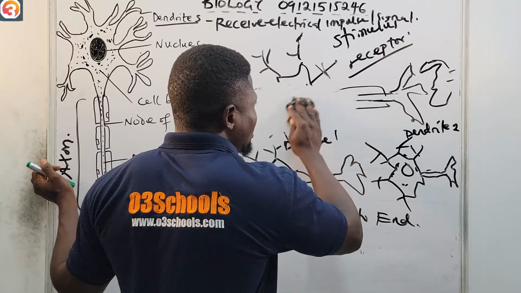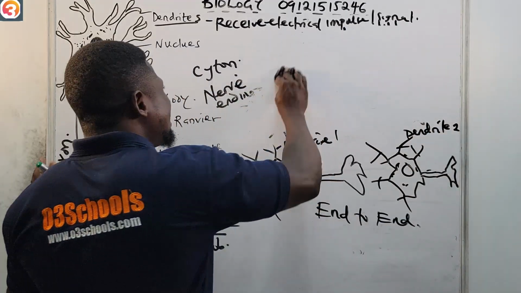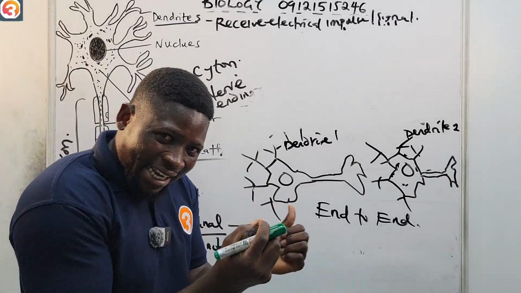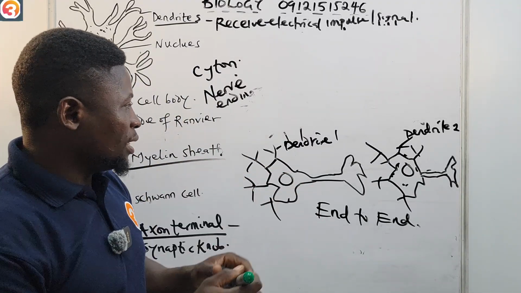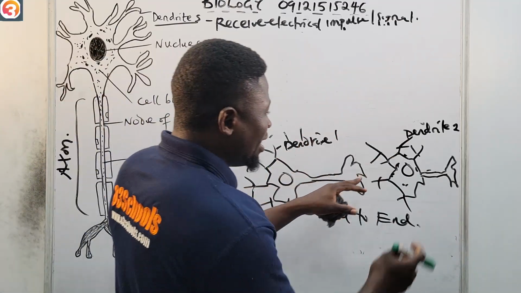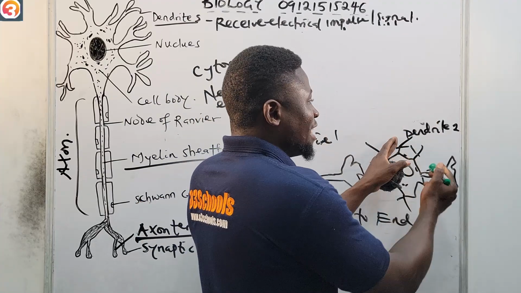If you notice very well, you will discover that two neurons are never connected together. They are only placed close to each other. So as the dendrite receives the signal, passes it to the cell body, and gets to the nerve ending here, it goes again to the dendrite of the second neuron.